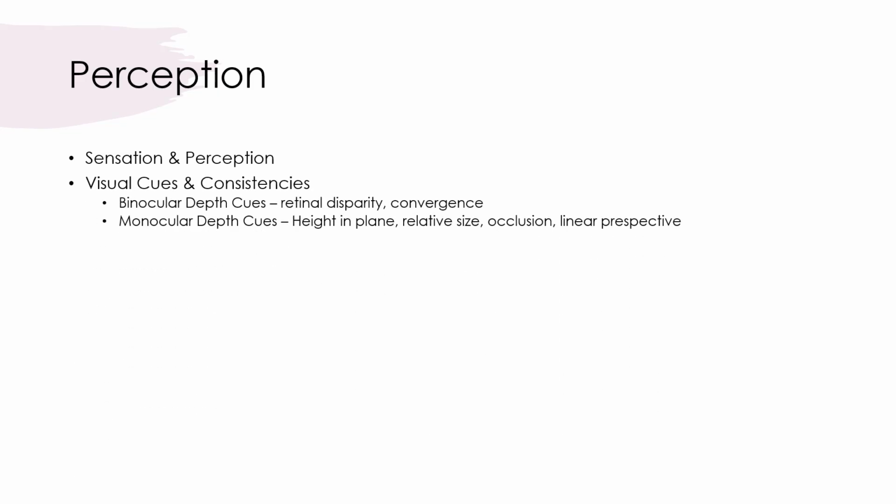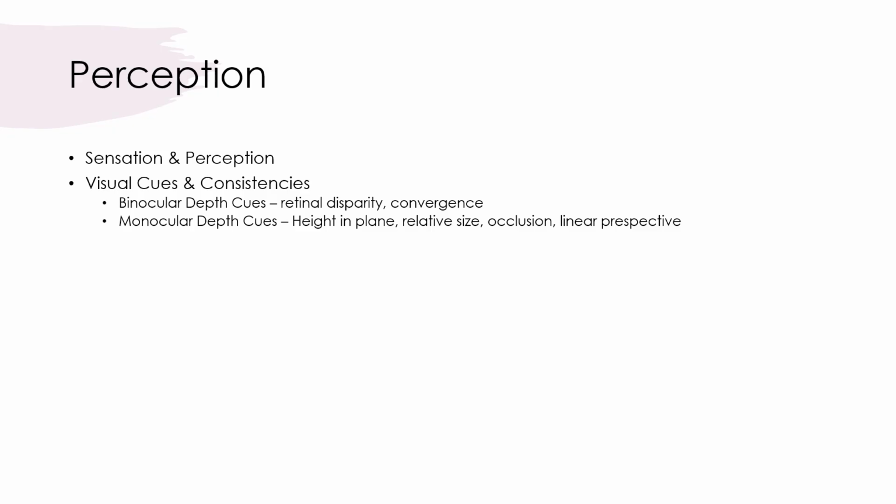You've got binocular depth cues, so retinal disparity and convergence. Binocular is happening with both eyes. Retinal disparity is where one eye takes in information in a slightly different place than the second eye does. Your brain combines those two to get an image, but actually seeing things from each eye will show them in a slightly different place.